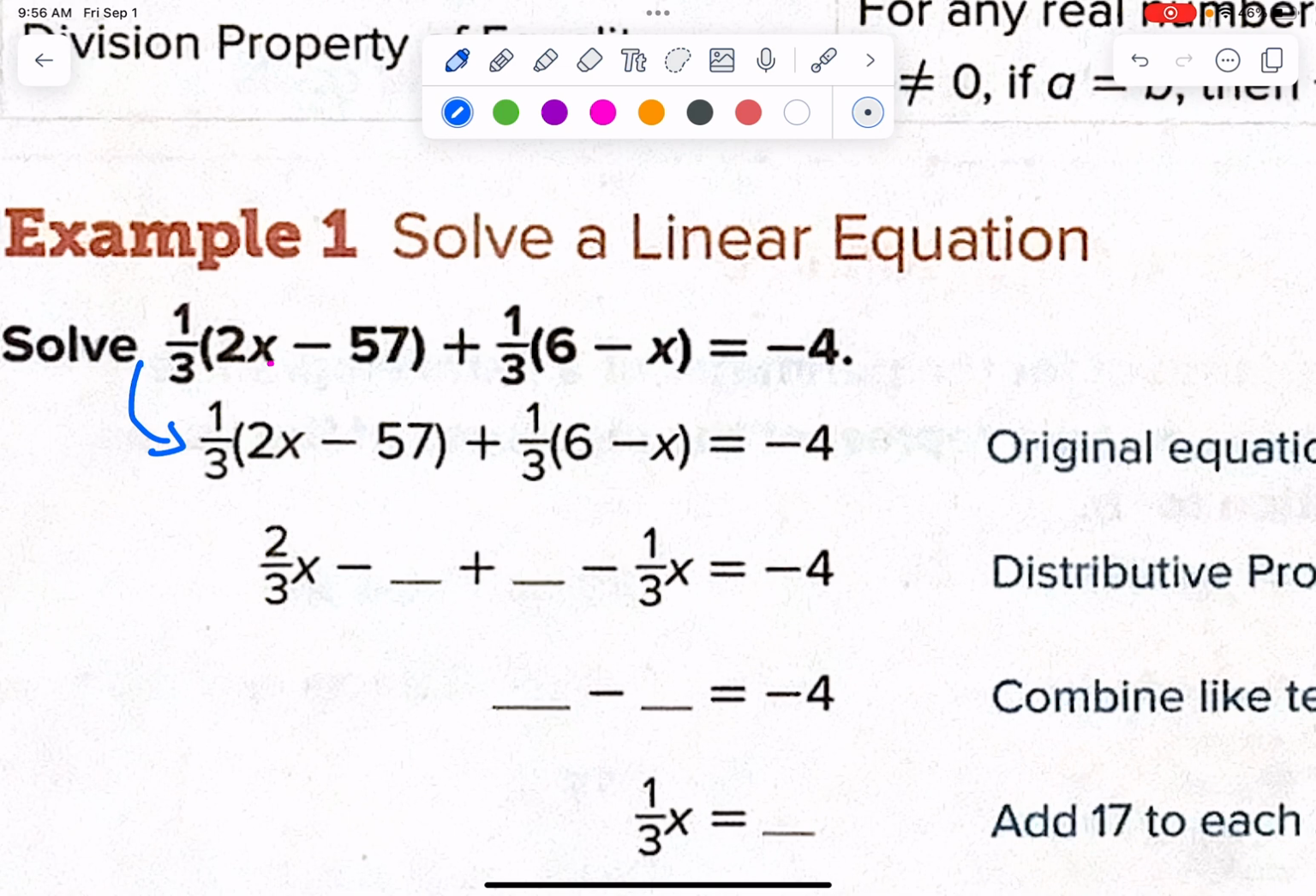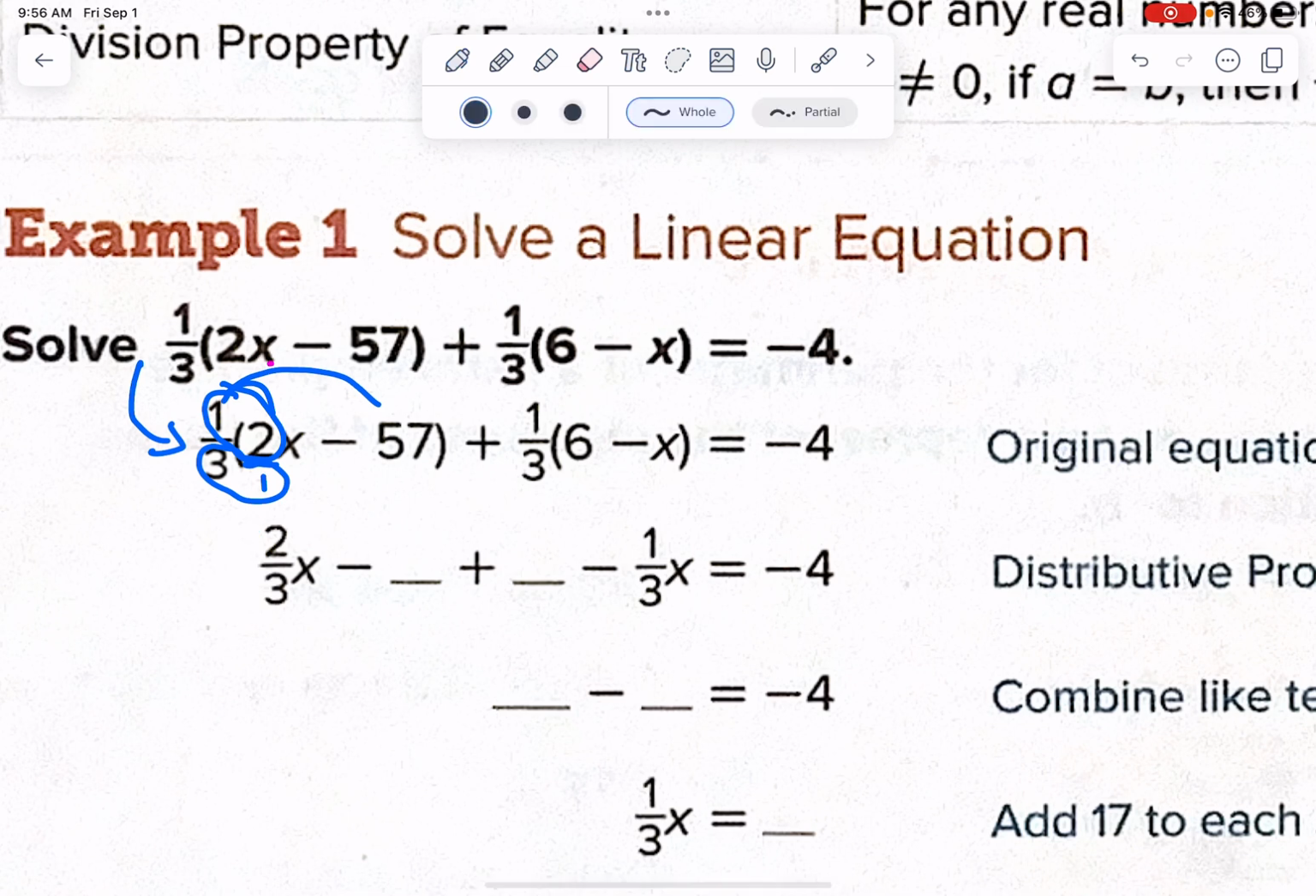The second thing that they're going to do, or I guess first step that they're going to do, is they're going to start to distribute that through. So if you take 1/3 times 2, this is like 1/3 times 2 over 1. So 1 times 2 and 3 times 1 would be 2/3, okay? Some of you guys know that. Some of you might find it a little bit harder to figure out, but you're just taking and multiplying the tops and the bottoms together. So 1/3 times 2 is 2/3, okay? Then if we take 1/3 times 57, okay, I think that comes out to be a whole number.